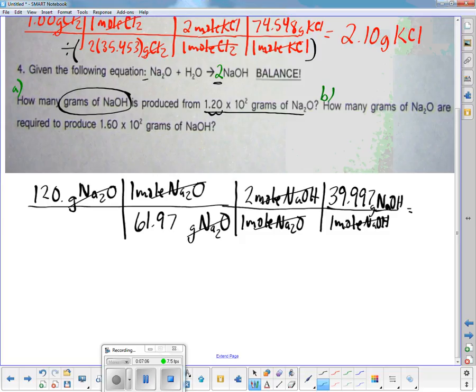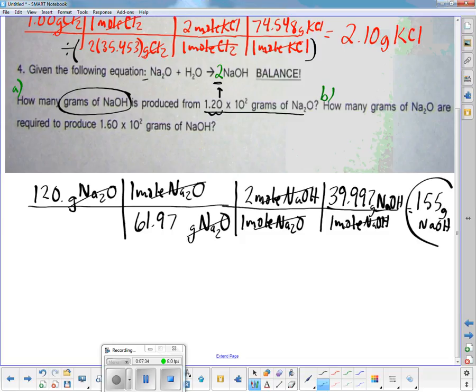From the equation, right here, it'd be 1 to 1, yeah. So whatever the coefficient is becomes my ratio. If it was 3 or 4, I'd put a 3 or 4 in there. Okay? All right, timesing through, what do we get? Grams of NaOH.